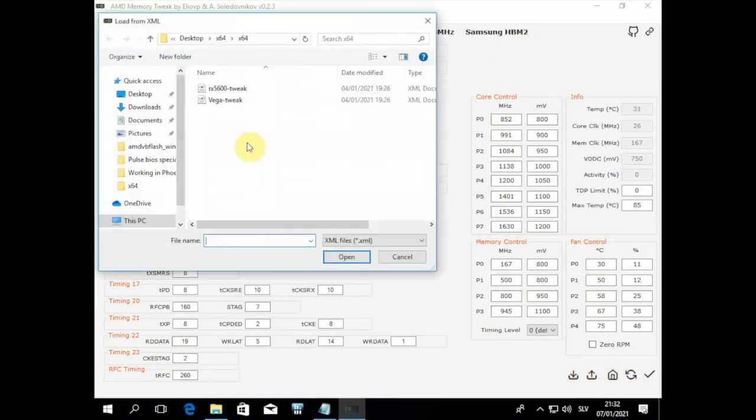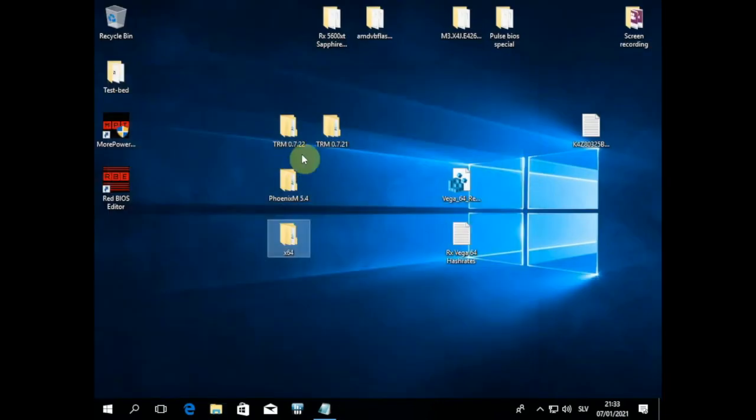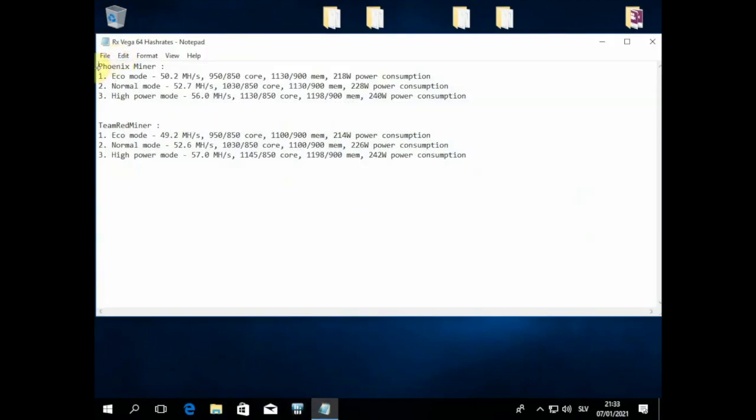So these are the timings. I already have file here. I just open it. So you see, I changed TREF and all this stuff, overclocks, and then I just apply changes, and I can close, and then you start your miner. This will improve hash rates hugely.